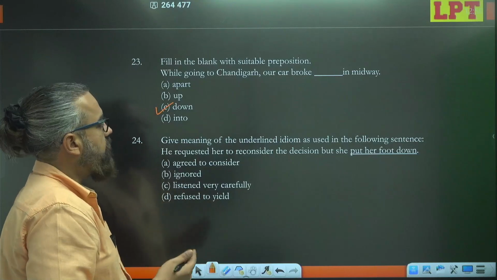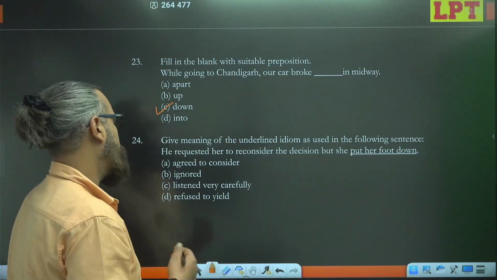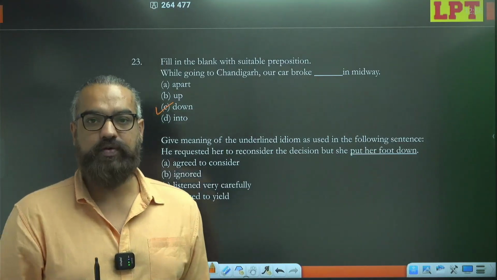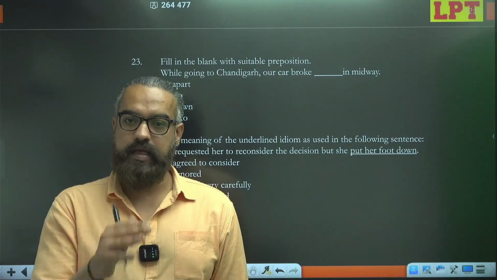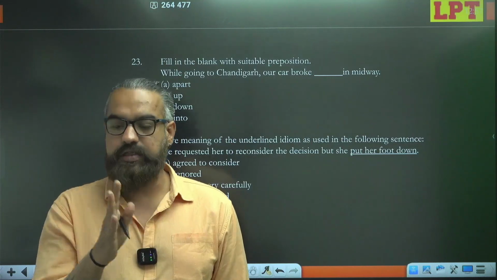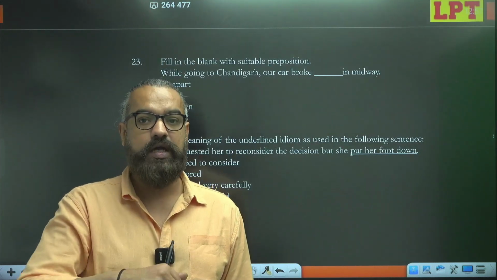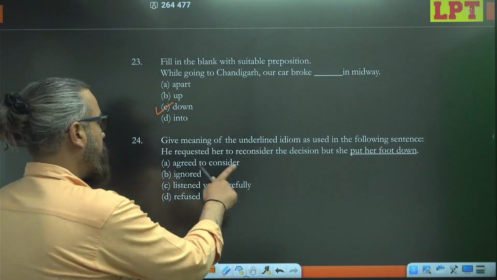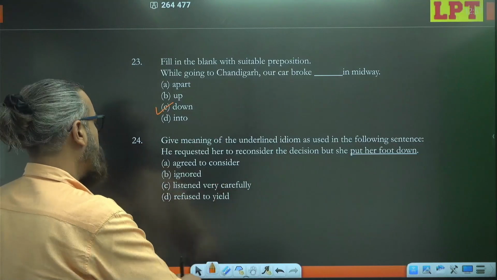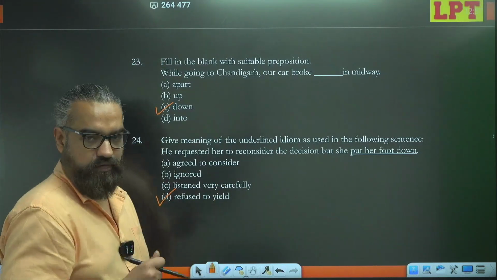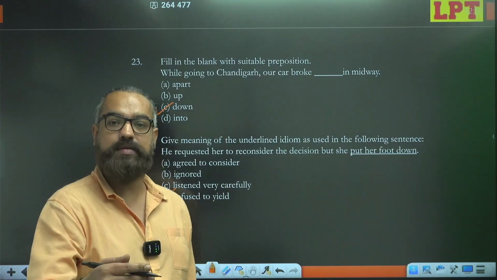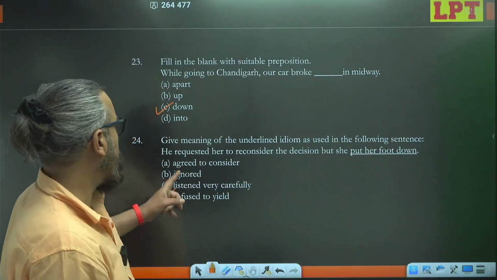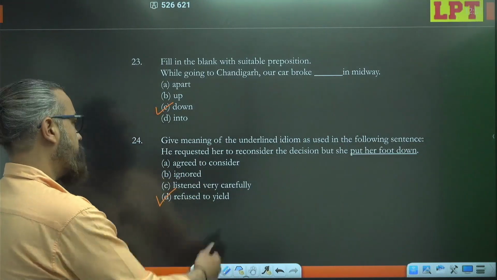Next question. Give meaning of the underlined idiom as used in the following sentence. Okay. He requested her to reconsider the decision, but she put her foot down. Put her foot down मतलब वो अपनी बात पे अड़ी रही, ठीक है? She put her foot down मतलब she made up her mind this is what she wants and she would not give in. या वो आपकी बात नहीं मानेंगी. Agreed नहीं, ignored नहीं, listened नहीं, refused to yield. Put her foot down मतलब stayed there, refused to yield मतलब हार मानने से मना कर दिया. She said जैसा मैं कह रही हूँ वैसा ही होगा. और हमें चाहिए meaning of the underlined idiom. Best answer, refused to yield.